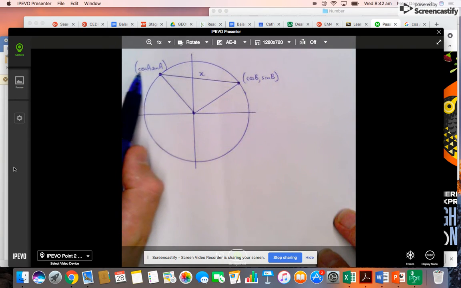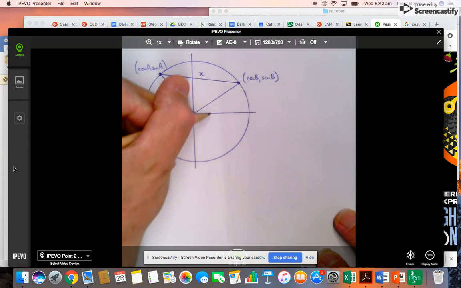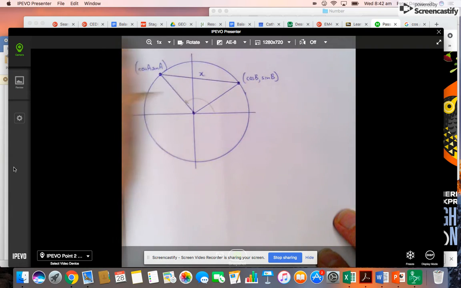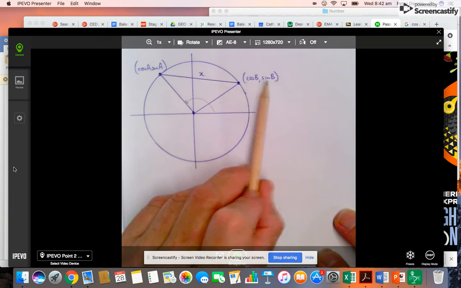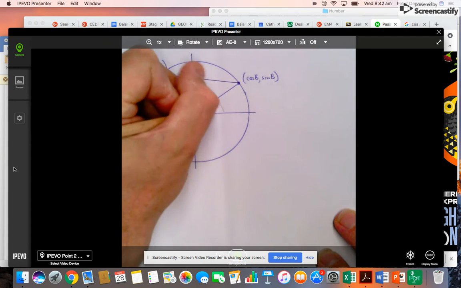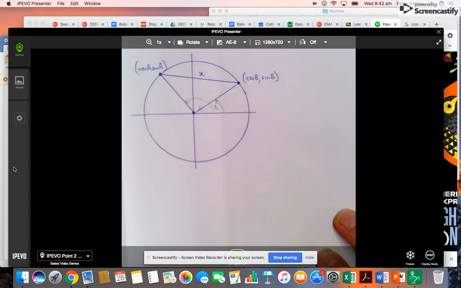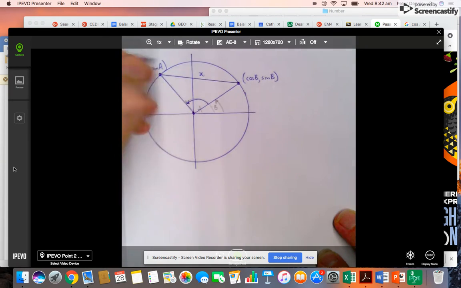This over here is the point cos A, sine A. So this angle is A. That whole angle is A. And this point over here is cos B, sine B. So this angle here is B, and this whole angle is A. So this angle in the middle, the one that we're really after in this triangle, is A minus B.